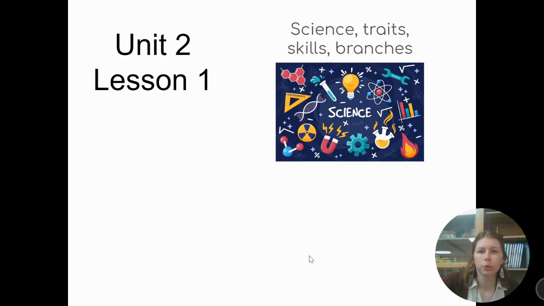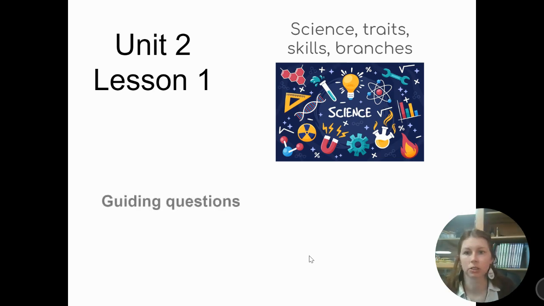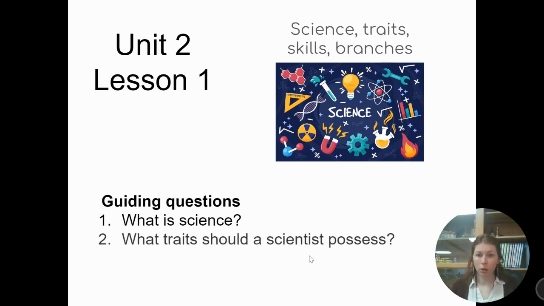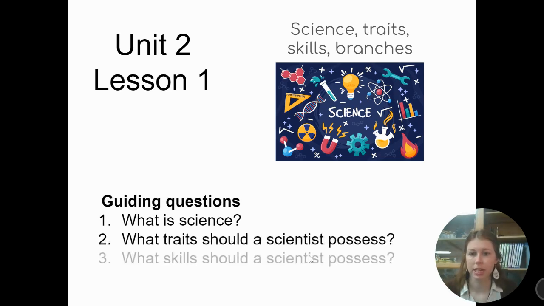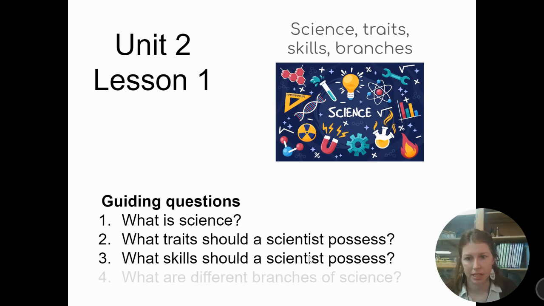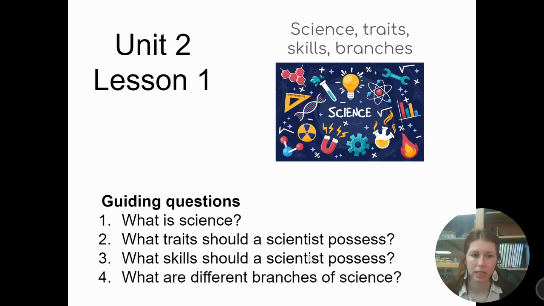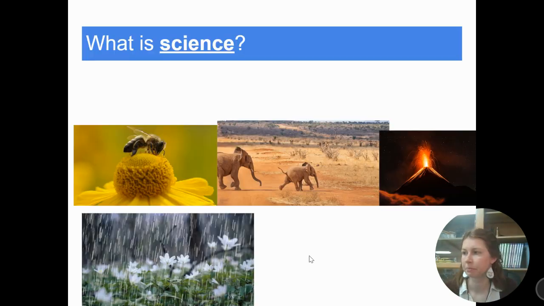This is Unit 2, Lesson 1, Science, Traits, Skills, and Branches of Science. And so here are some of our guiding questions. What is science? What traits should a scientist possess? What skills should a scientist possess? And what are some of the different branches of science? And so this lesson is just an overall introduction to science.